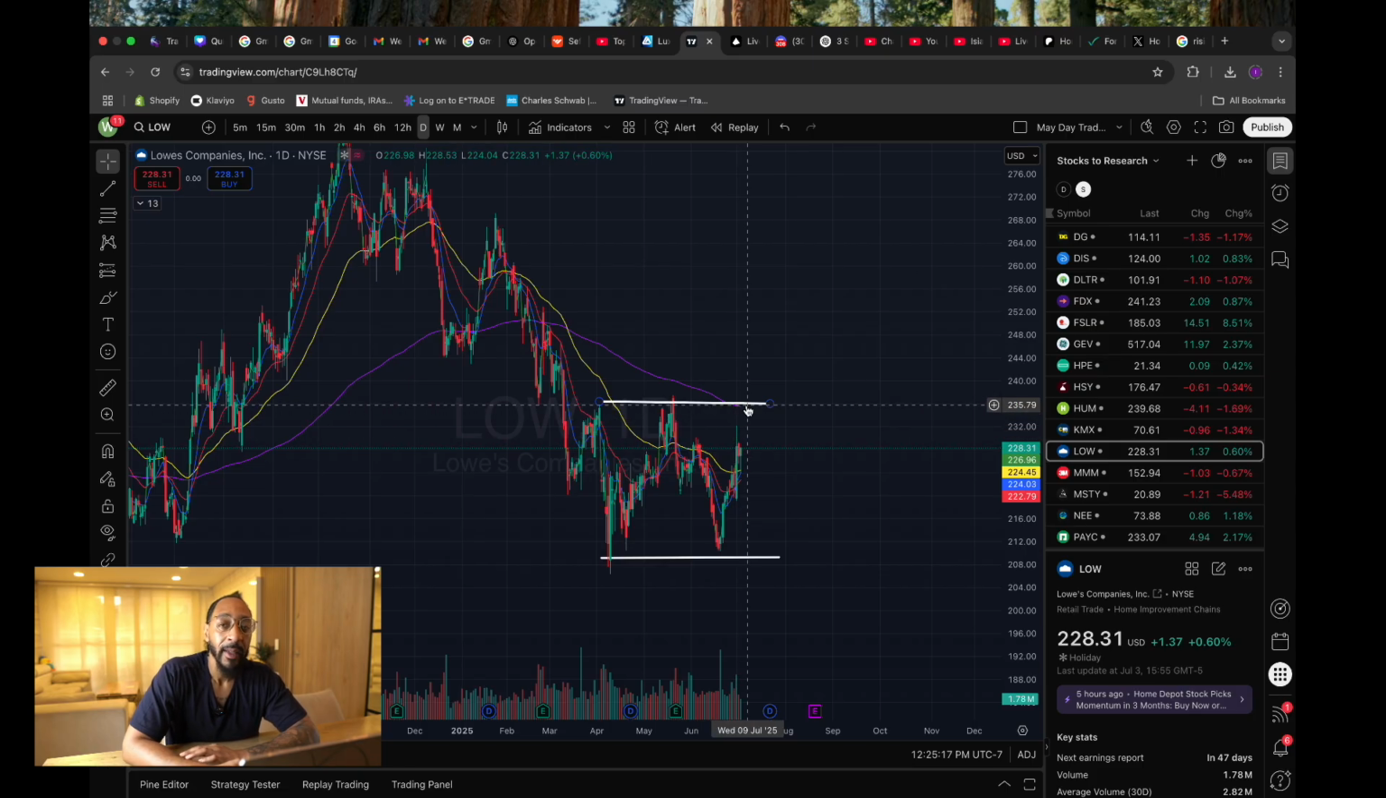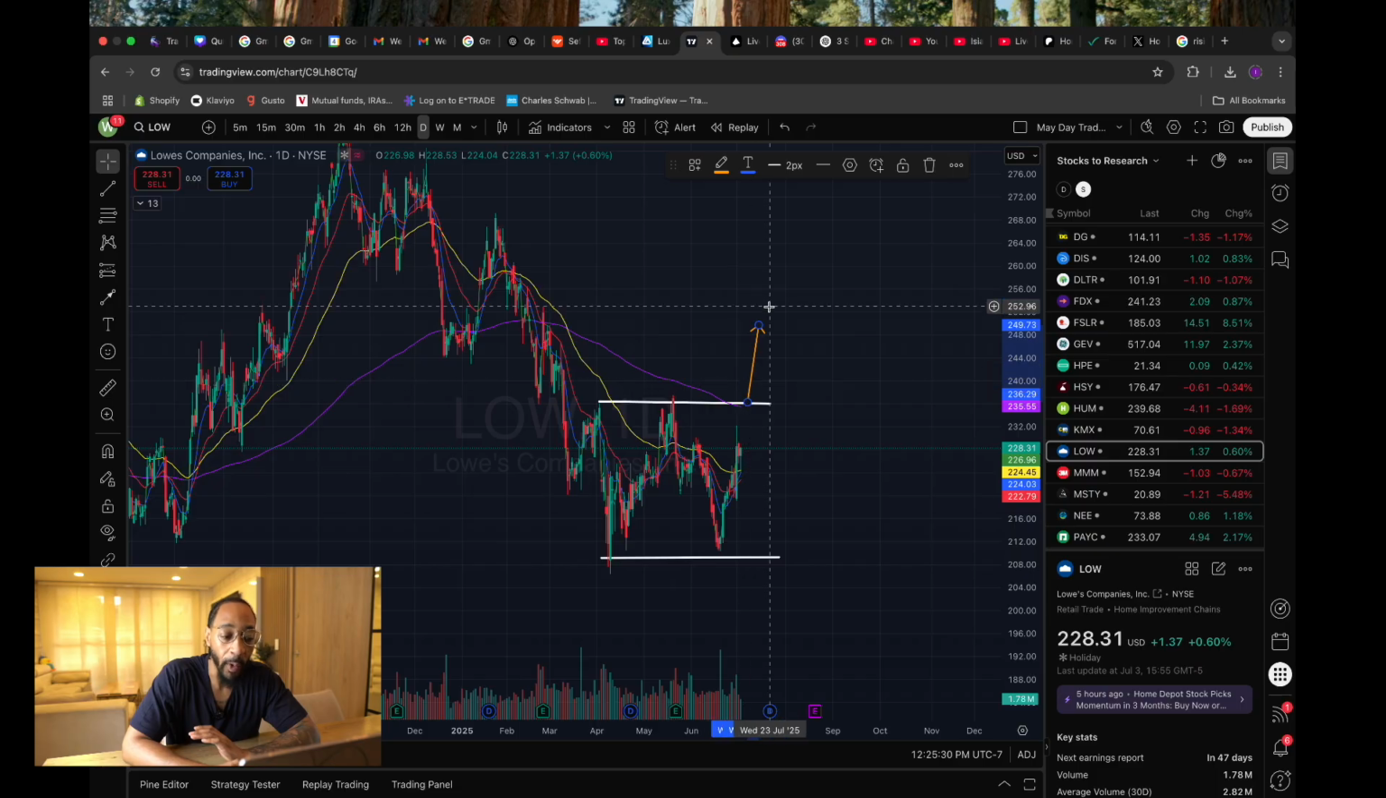Now, if lows got above here, and let's say lows started to take off, it would be breaking structure and it would be going higher, which would be good for you. And it's funny that this high would be in alignment with the 200 EMA. So Lowe's has been trading under this 200 EMA since February, and so it's trying to get back above there.